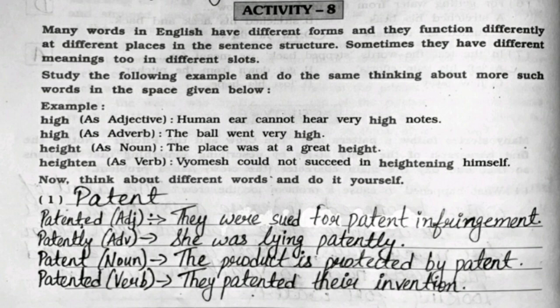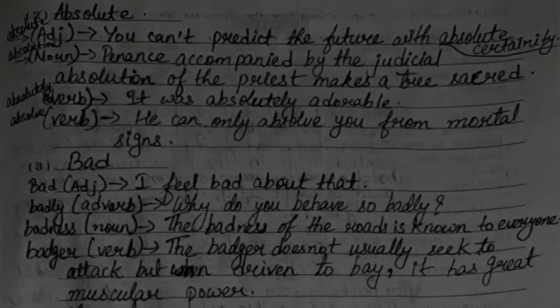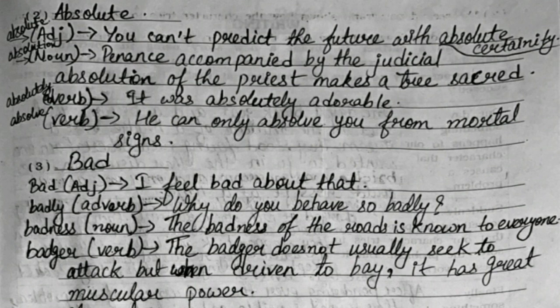They patented their invention. Now, the second one is absolute. Absolute is the adjective. You can't predict the future with absolute certainty. Then absolution is noun. Penance accompanied by the judicial absolution of the priest makes the tree sacred. Then absolutely is the verb. It was absolutely adorable. Absolve is the verb. He can only absolve you from mortal sins.